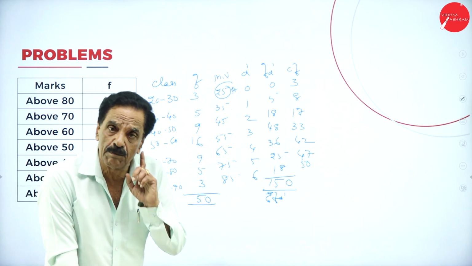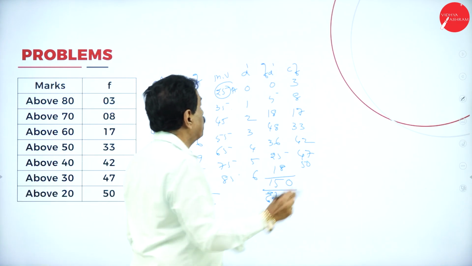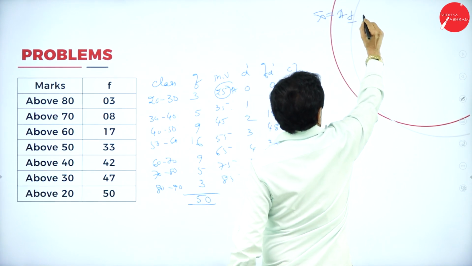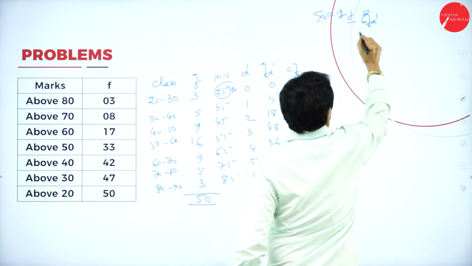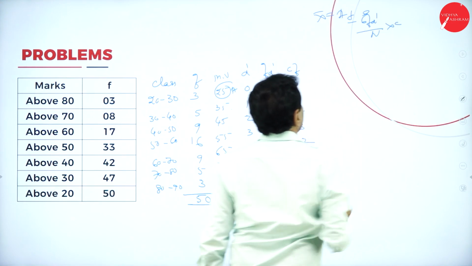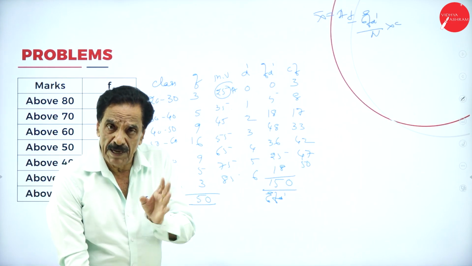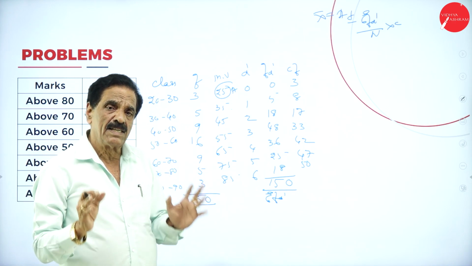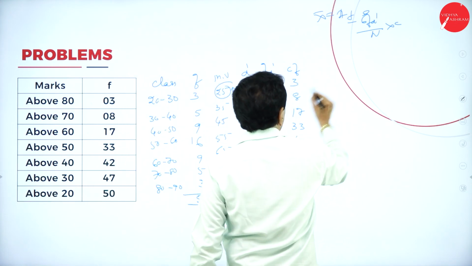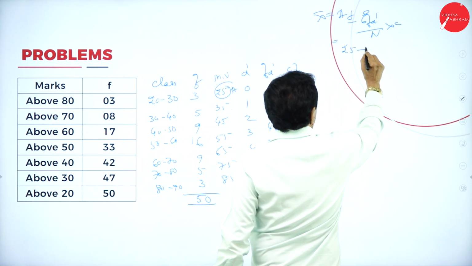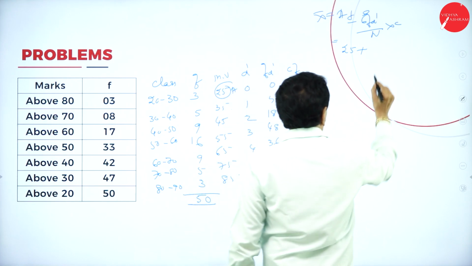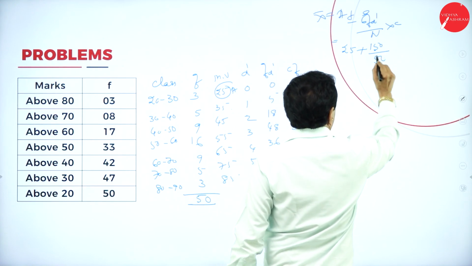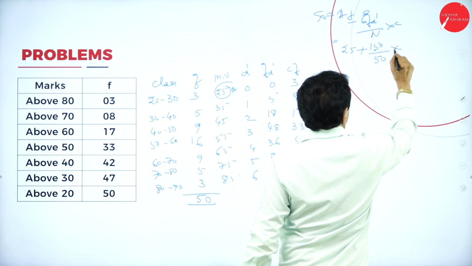Now you have to find out the mean, median and mode. Take the formula: mean is equal to A plus or minus sigma FT dash divided by N into C. What is your assumed mean? 25. What is your sigma FT dash? 150. What is the number of frequency? 50. Into class interval 10.